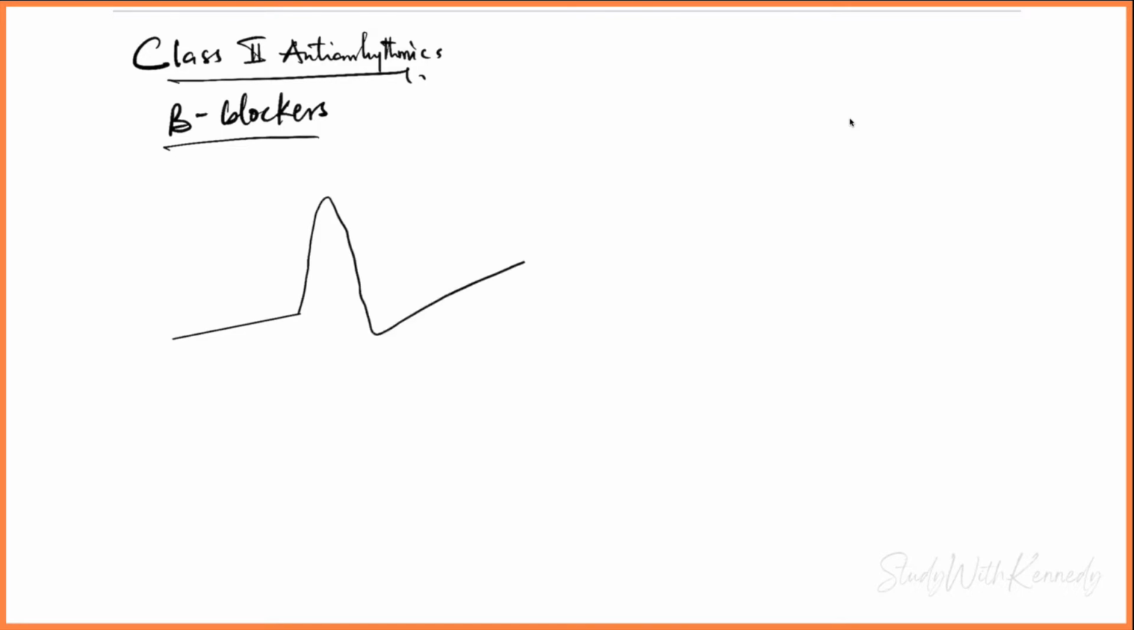We'll see the activity on the AV node. We have phase 4, we have phase 0, we have phase 3, and then we are back to resting phase 4. So right here, you already see a difference between the waveform for the AV nodal action potential versus that for the myocardial action potential.